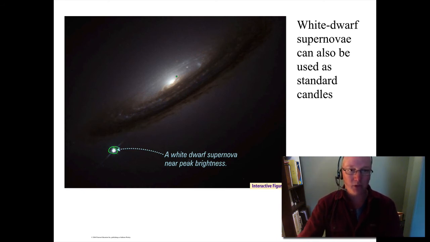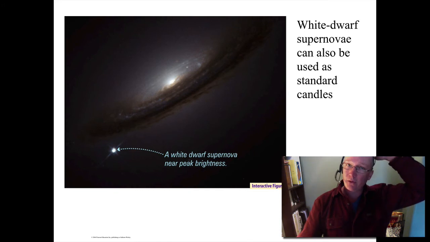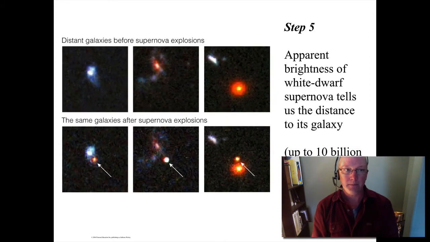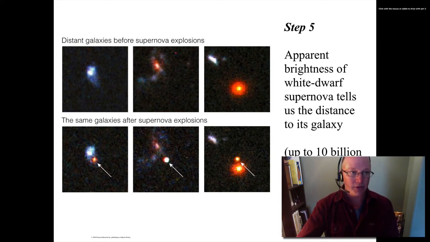This is a white dwarf supernova. This is a galaxy that white dwarf supernova was found in. It rivals the brightness of the galaxy for a short period of time, so we can determine the distance using the white dwarf supernova as a standard candle. The advantage to these supernovae is that you can see them at great distances. And that means anytime you can see a galaxy, since the supernova rivals the galaxy, you can see the supernova when it occurs.